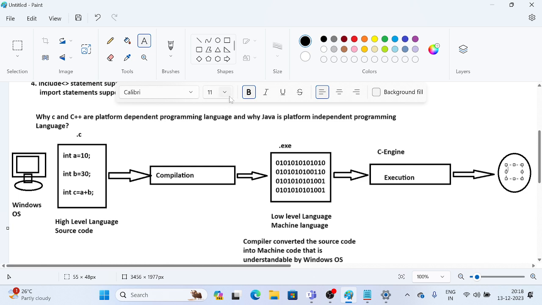So let's go back to the question. The question says why are C and C++ platform dependent. Does this high level diagram justify the actual question, which is why C and C++ are platform dependent programming languages? Yes, it does, because if you choose the Windows operating system, the compilation phase directly converts the source code to a machine language that is understandable by the Windows operating system.